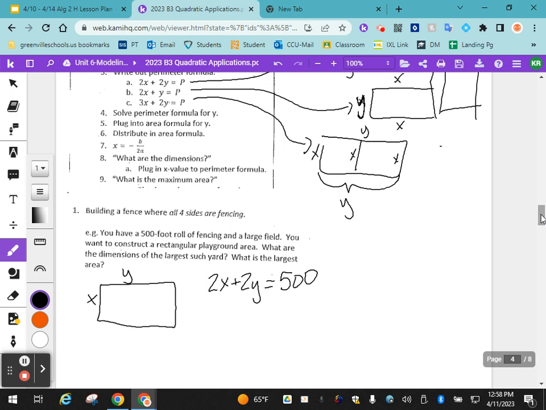Okay, so this is my perimeter equation. It equals 500 because fencing is perimeter. 2x plus 2y equals your perimeter. Solve the perimeter equation for y. So I'm going to subtract over my 2x, then I'm going to divide everything by 2.